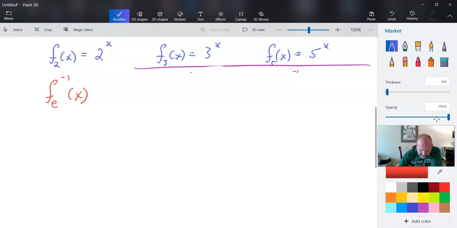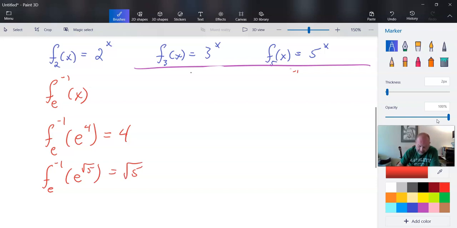And oftentimes, these ones base e, most of the time they end up being calculator problems. But it's good to understand how these things work. So if I have f inverse base e of e to the 4th, the answer I get is 4. So it undoes that exponent and just brings it out. It brings the exponent down, basically. If I have the inverse base e of e to the square root of 5, well, the answer is just the square root of 5. It just brings the exponent down.